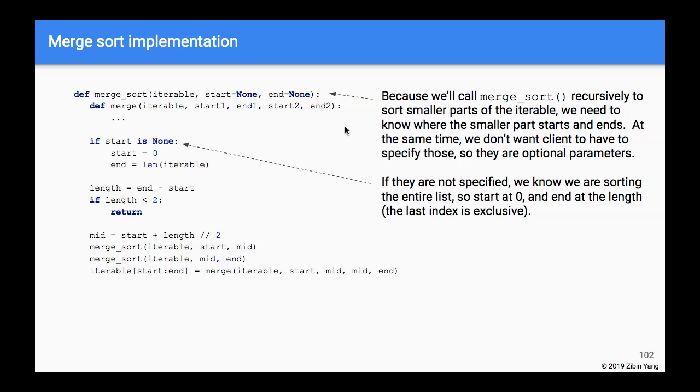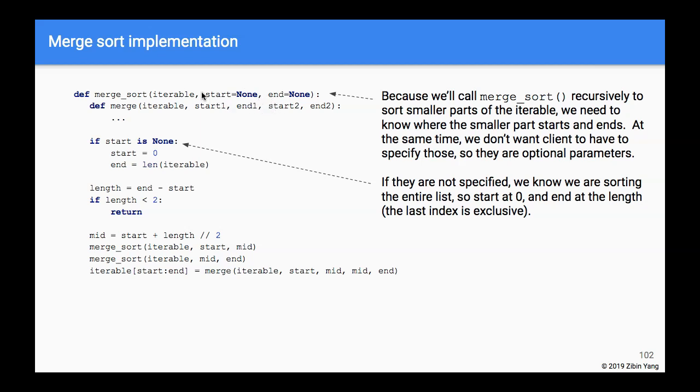First of all is the method signature. Now merge sort takes an iterable or a list as the input to sort. Because we know we're going to call it recursively with a smaller sublist, that means we don't necessarily just sort the entire iterable every single time. So we might need to know where those sublists start and where they end. So that's why there are these extra parameters here.